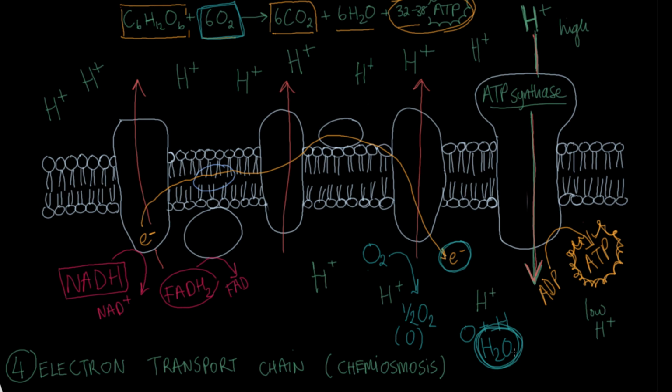So that is the whole process of cellular respiration. The first three steps, glycolysis, pyruvate oxidation, and the Krebs cycle, all create the high energy electron carriers, which are then used in the fourth step, the electron transport chain, which creates the vast majority of our ATP.